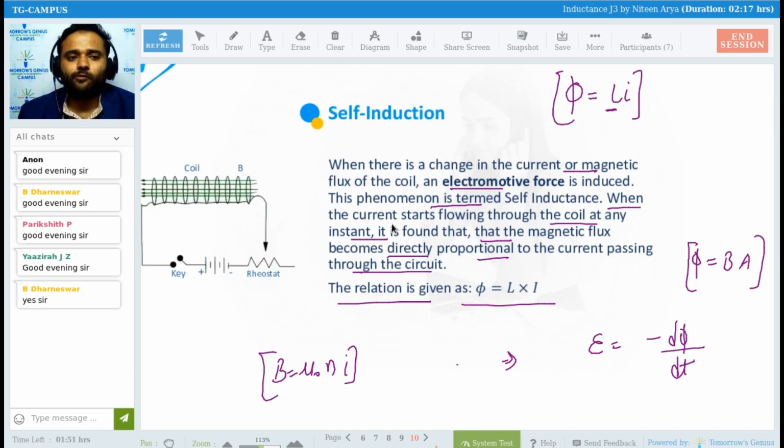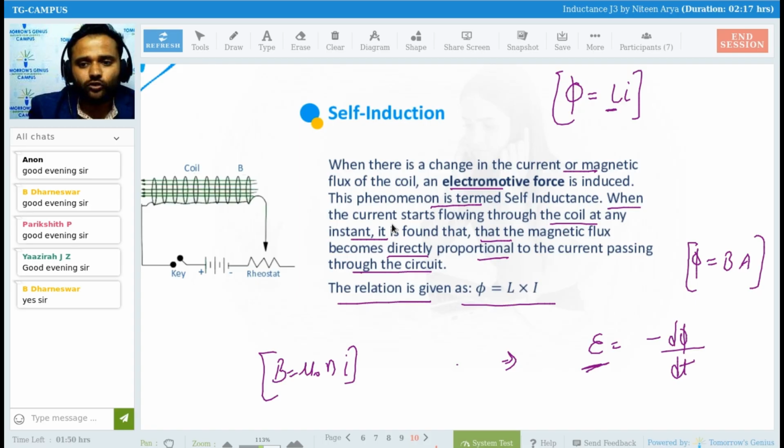As simple as that. The moment I change the electric current, I can see the change in magnetic field. The moment I see the change in magnetic field, I can see the change in flux. And the moment I see the change in flux, I can see the change in EMF. Everything is correlated here.